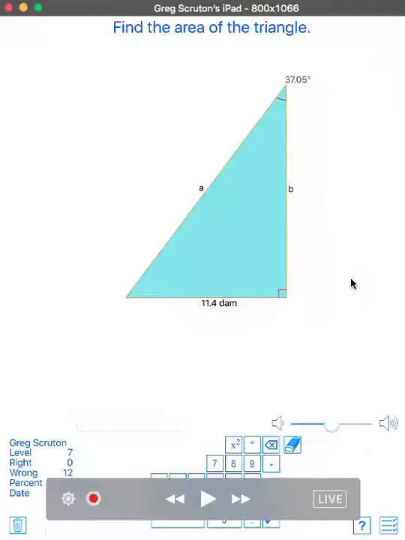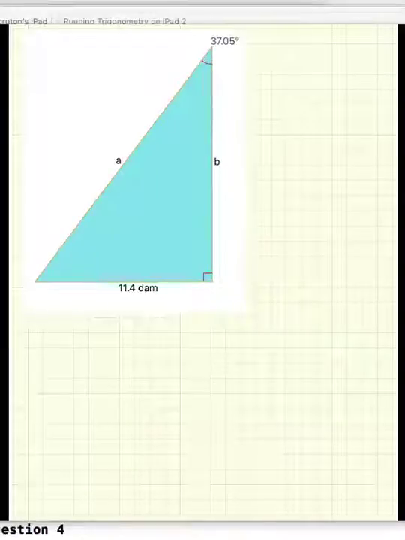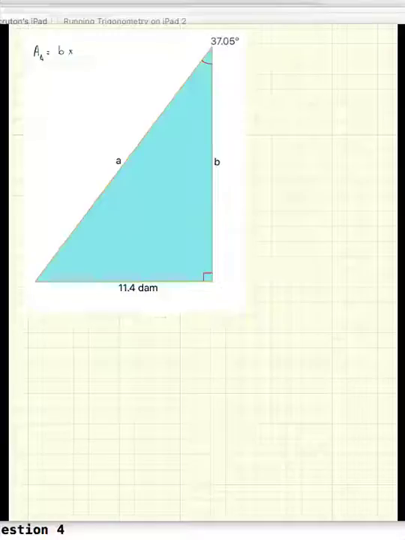All right, so let's solve this. So here's our shape. We want to find the area of the triangle. The area of a triangle is base times height divided by 2. All right. Now we have the base, we just don't have the height. So let's figure out the height.